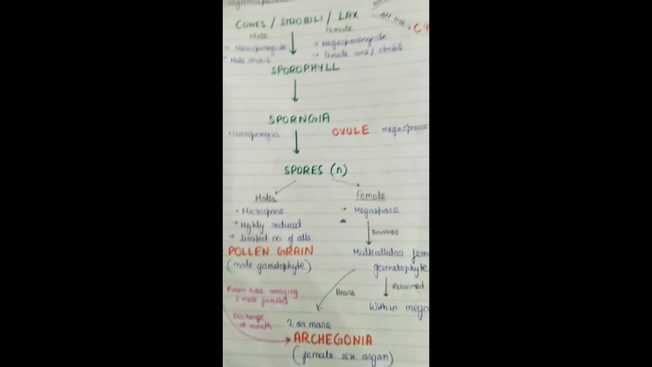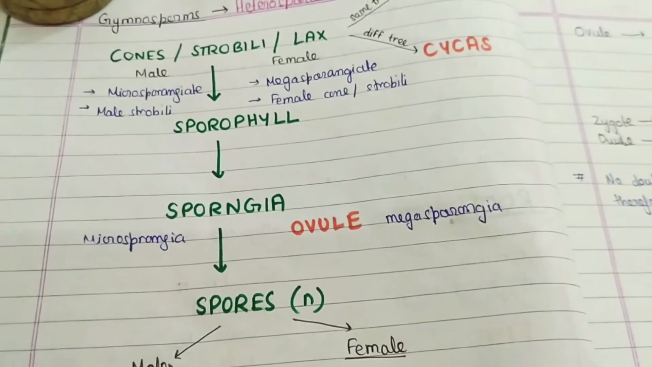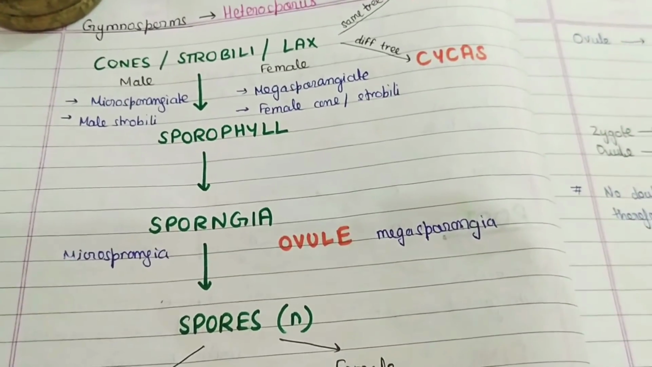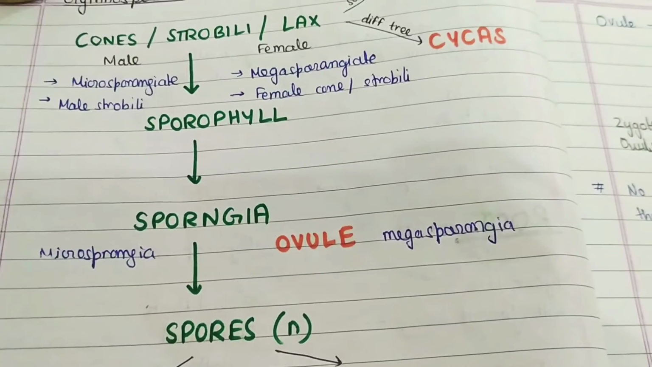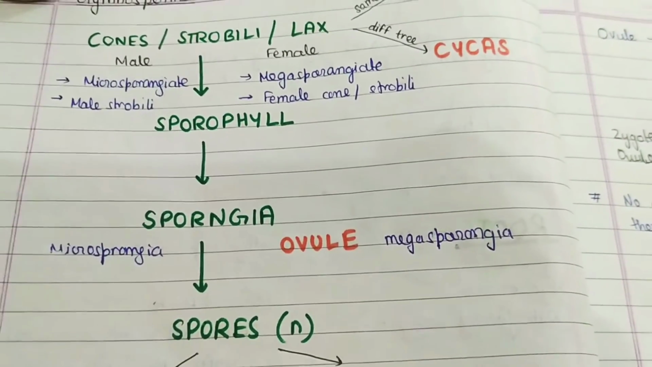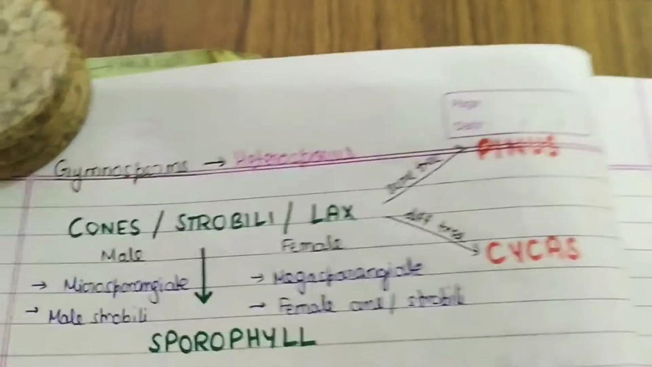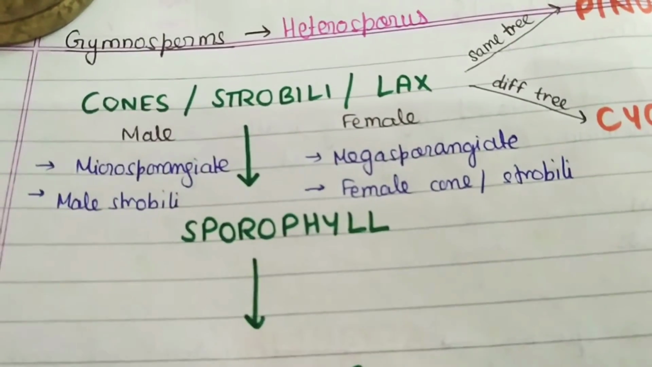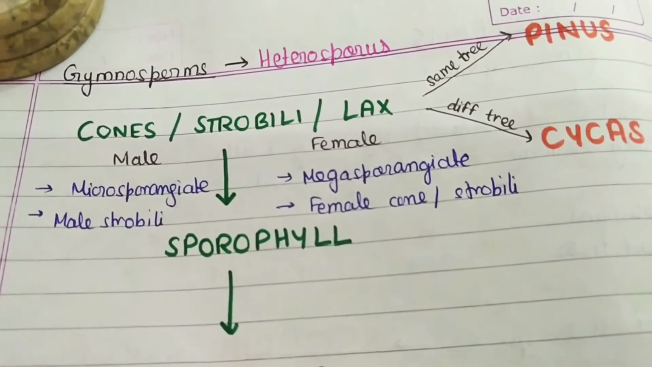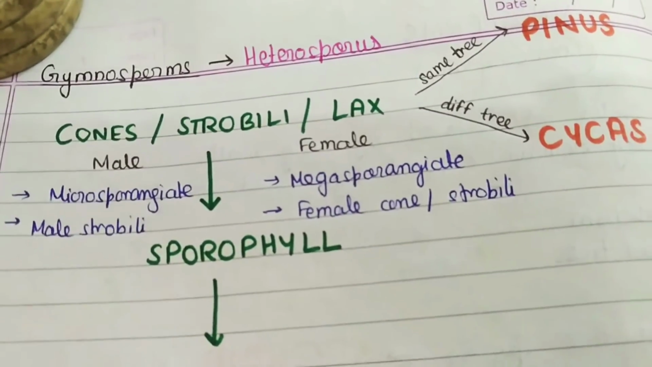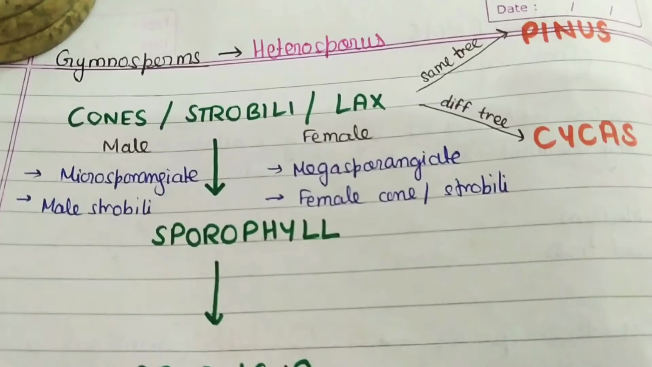For this I have made a chart here, so let me explain the chart. Here we have spores. The spores are produced in sporangia. The sporangia reside in the sporophylls, and the sporophylls are spirally arranged in cones, strobili or laxes. Now let me explain what cones, strobili and laxes are. We just have namings of these. In males it is called microsporangiate or male strobili. In females it is called megasporangiate or female strobili.